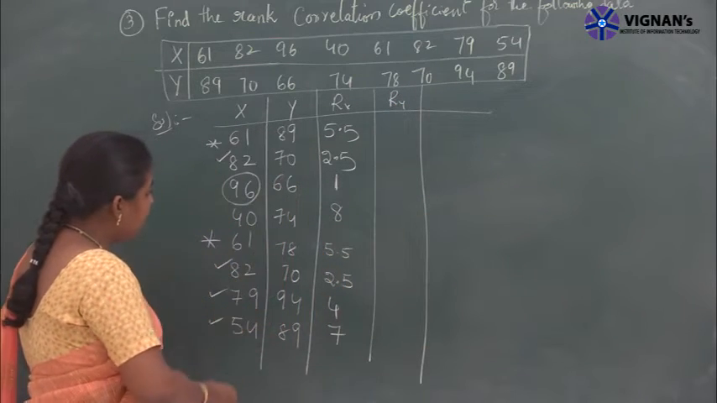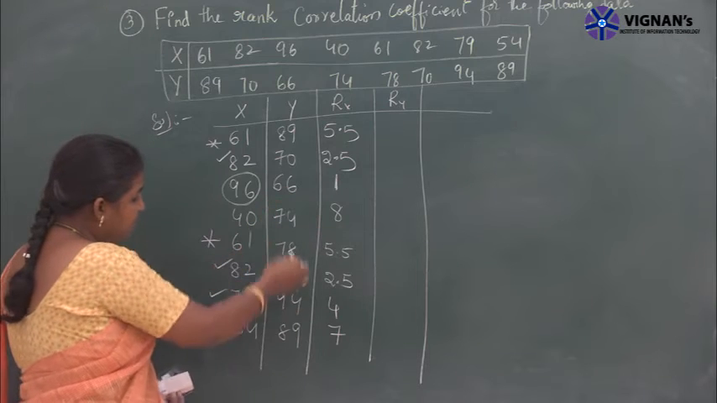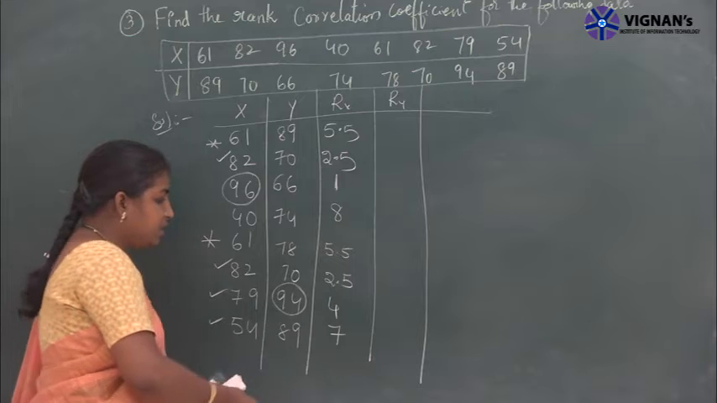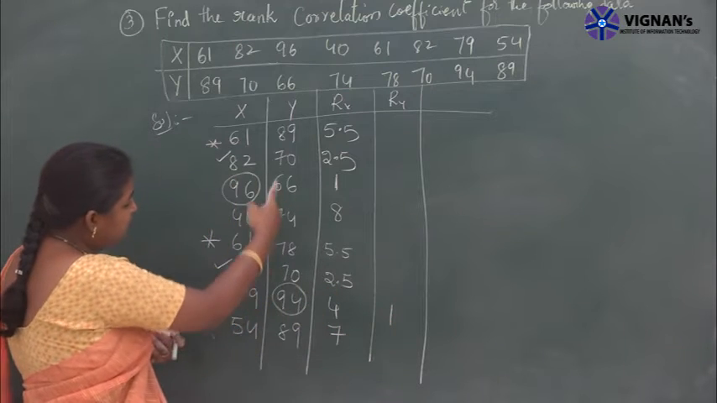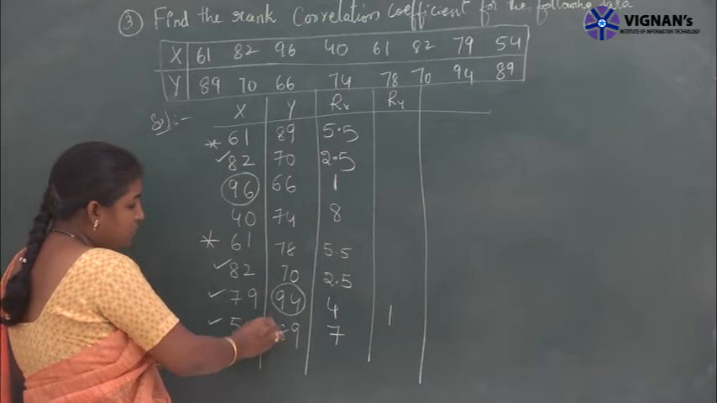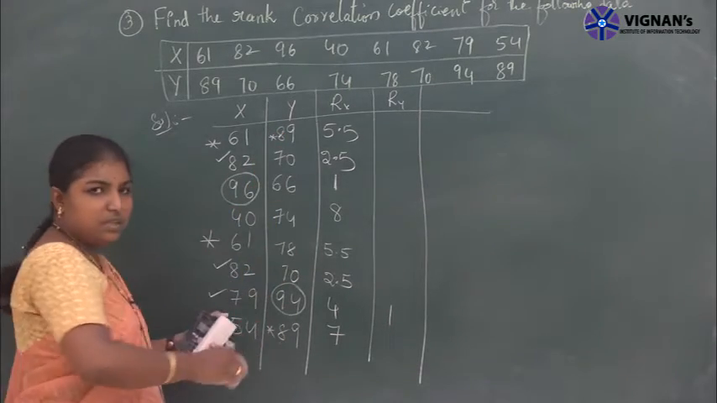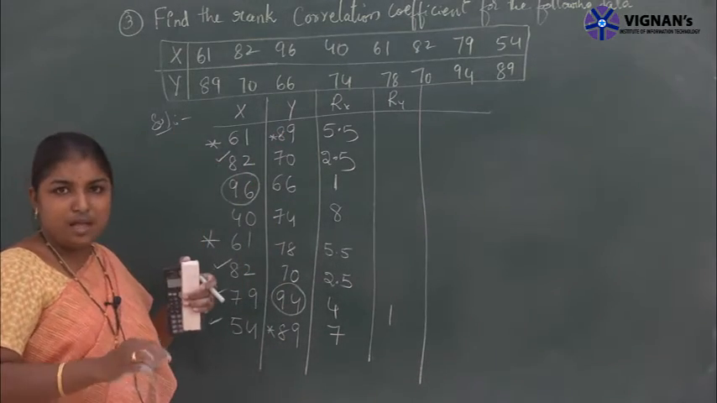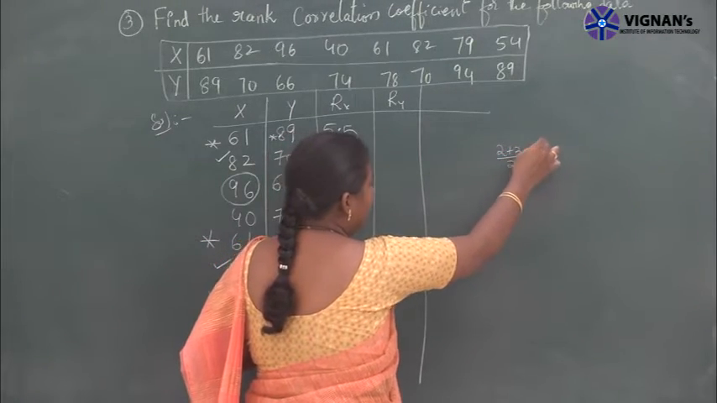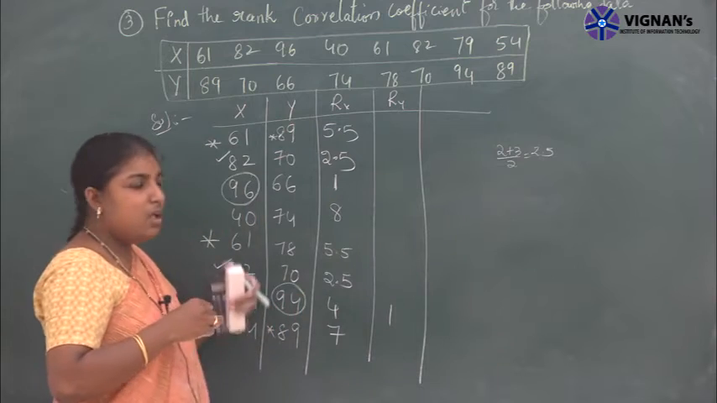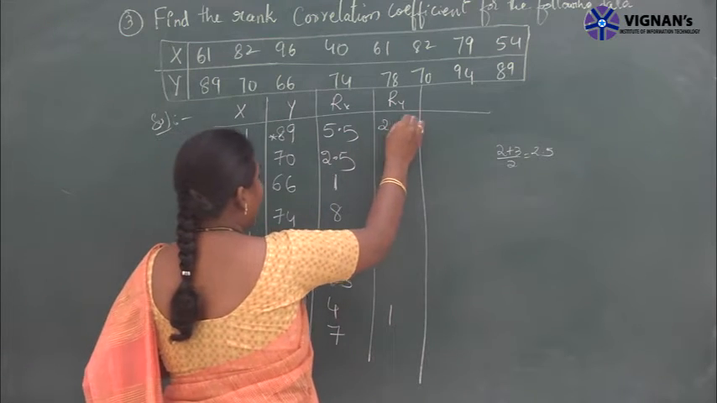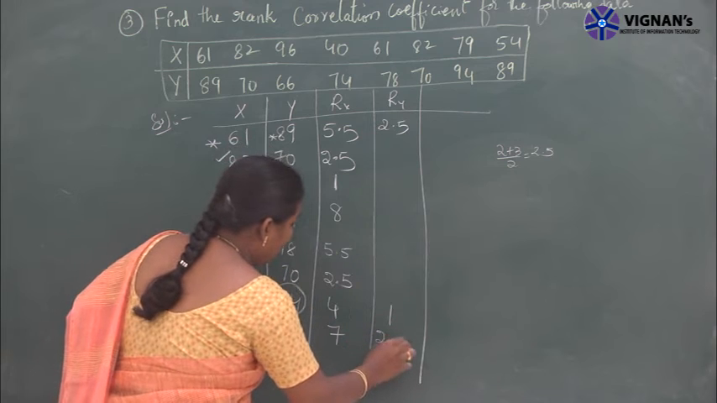So see the maximum value here. Which one is the maximum? 94 is the maximum. For maximum value we are giving the rank is equal to 1. And the next maximum is 89. So 89 is we are having 2 times, this one and this one. That means second and third positions we are having 2 times. So that can be written as 2 plus 3 by 2, that is also equal to 2.5. For both 89s we are giving the same rank, so that is 2.5 and 2.5.